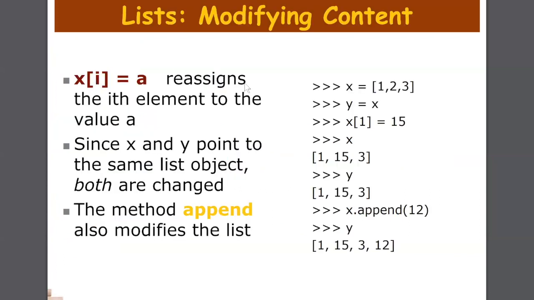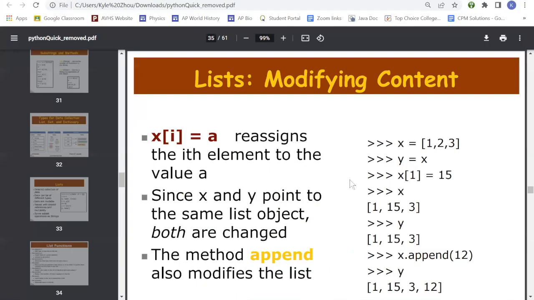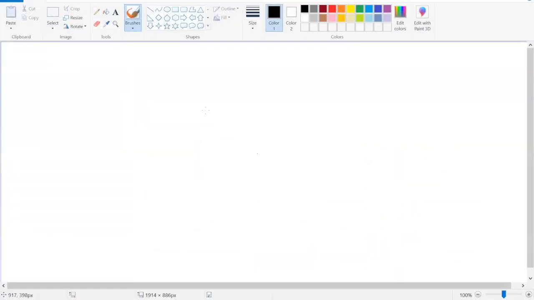So we can also change the value at a specific index by doing X and then square brackets, whatever specific index we want to change, and then setting that value equal to a specific value that we want. So taking this example, we set X is equal to 1, 2, and 3. What lists are in Python is what we call an object.